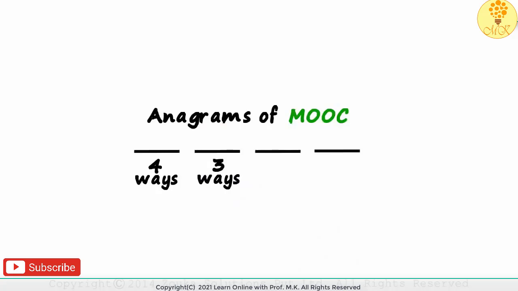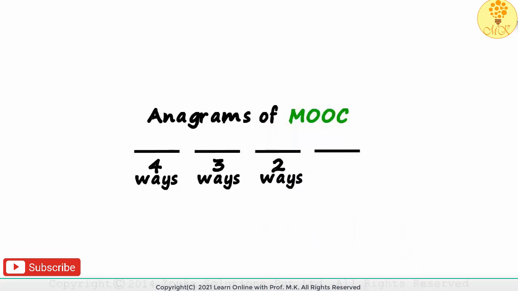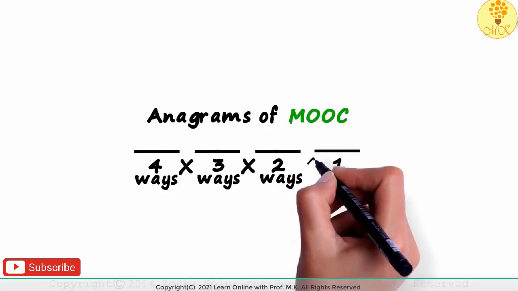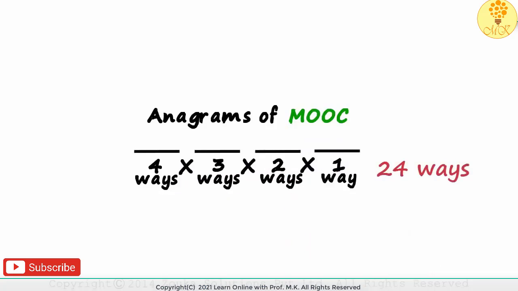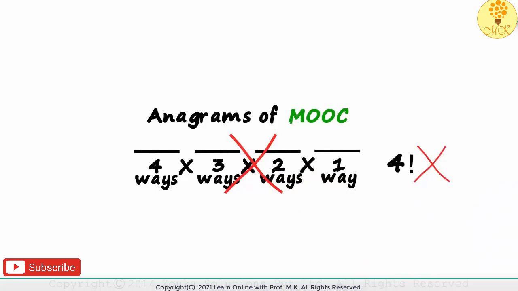After using a letter each in the first 2 slots, 2 remain for the third slot. 2 ways in which it can be filled. And just 1 letter remains for the fourth slot. And we multiply these to get the answer. 24 ways in which different anagrams of MOOC can be formed. 4 factorial. What we saw is incorrect and a very common mistake made by students.